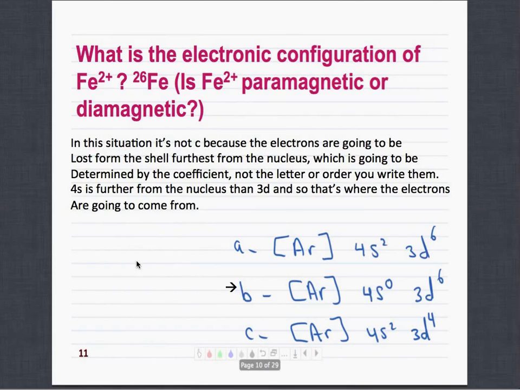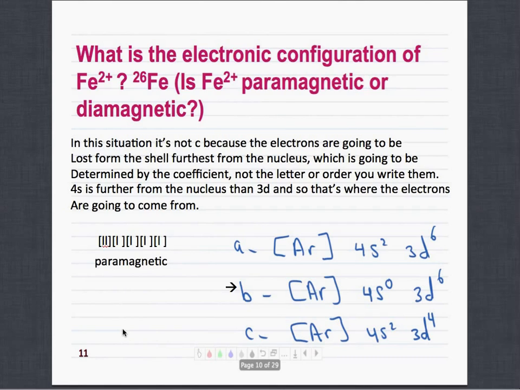Now, is Fe2 plus para or dia? So again, I'm going to draw the box notation. D has 5 orbitals, 1, 2, 3, 4, 5. According to Hund's rule, I'm going to put the electrons each alone, 1, 2, 3, 4, 5, 6. So I have 4 unpaired electrons. Therefore it is paramagnetic. For a paramagnetic, I need at least 1 unpaired electron. In this case, I have 4 unpaired electrons.